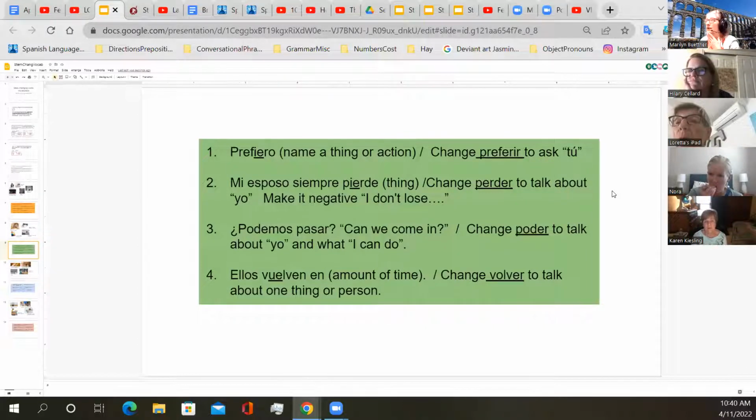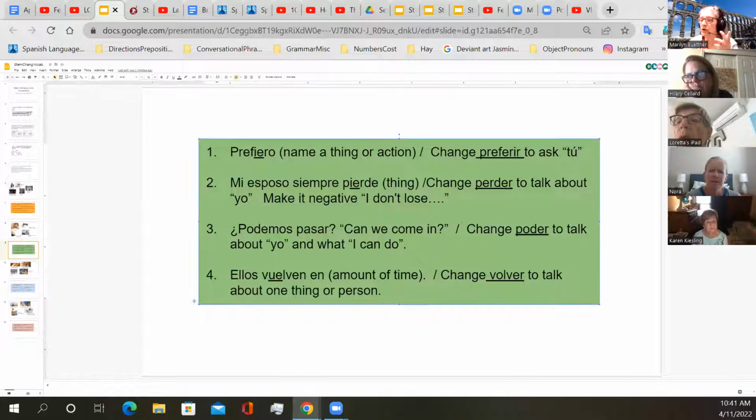Por ejemplo, for example, prefiero comer hamburguesa. Prefiero comer ahora. I prefer to eat now. Prefiero comer. Okay, so I can name a thing or an activity. Either way, but prefiero, I prefer. You're going to go and change it to a tú form.